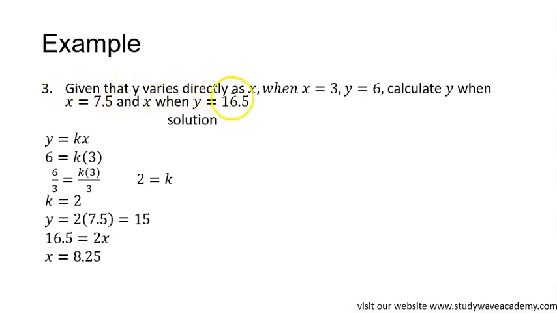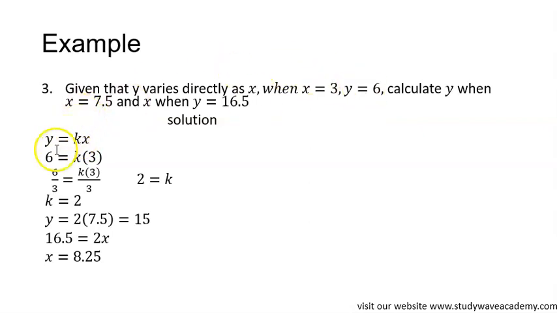Given that y varies directly as x, y = kx, when x = 3, y = 6. Calculate y when x = 7.5 and x when y = 16.5. So given that y varies directly as x, y = kx, y is given as 6, the constant k isn't given, and x is 3. First of all, we are going to look for k.